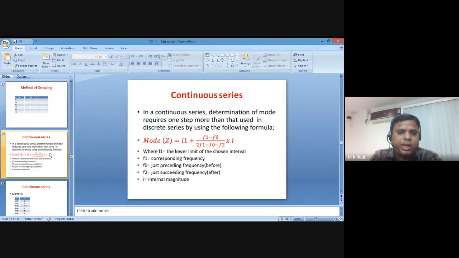I repeat, L1 stands for the lower limit of the chosen interval. F1 stands for the corresponding frequency. F0 stands for the just preceding frequency. And F2 stands for the just succeeding frequency after the corresponding frequency. And I stands for interval magnitude or your common factor.